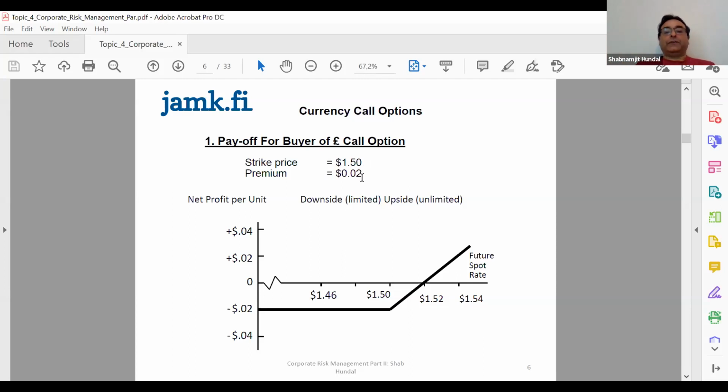But there are no free lunches in finance. You can't just buy this contract. In fact, you pay the premium, or the price of the option. Premium and price are synonyms. The premium or the price of the option is 2 American cents, or $0.02 for each pound.